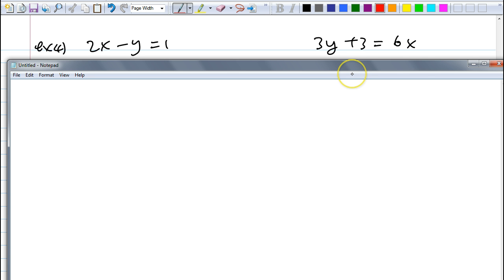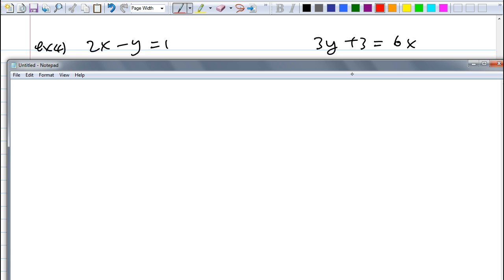Here we go. Example 4. It says 2x minus y equals 1 and 3y plus 3 equals 6x. Go ahead and solve this system. By the way, which variable should you solve for? Or which equation would you like to use to solve for one of the variables?